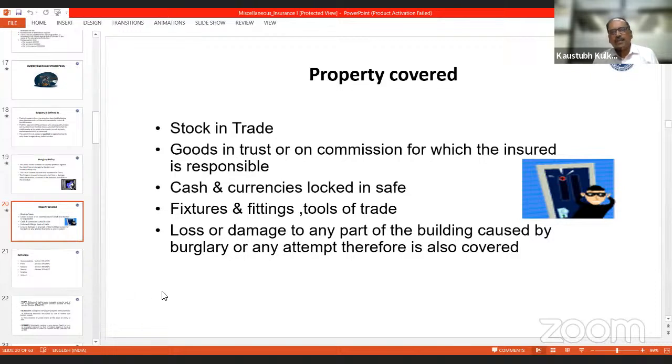So a question may come in the miscellaneous examination that a building of 10 lakhs, the insured wants to cover under the burglary policy. Whether it is covered, if there is any damage, what will be the claim payable. So here you should basically know that the building also can be covered as a property in the burglary policy.